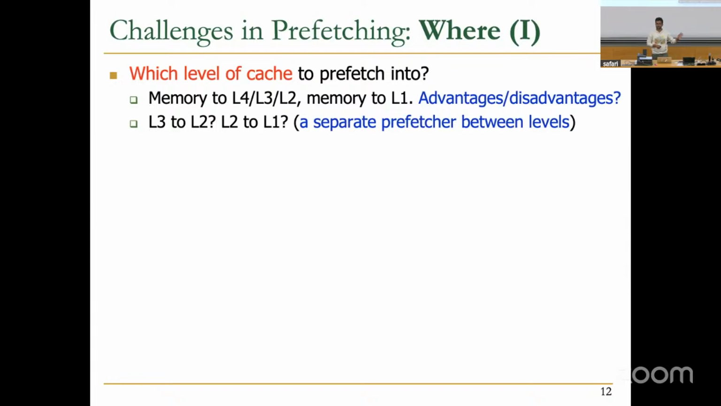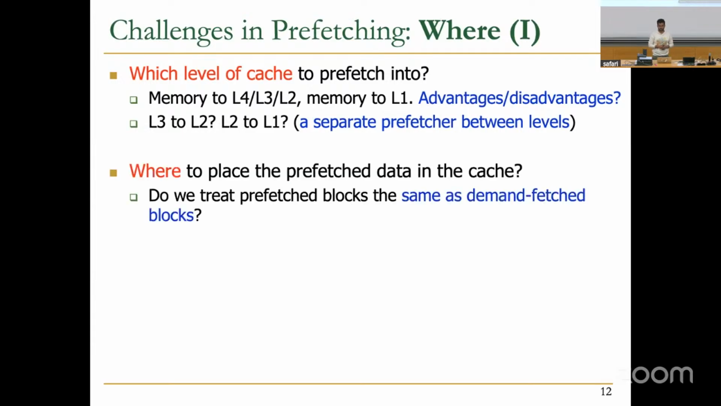So each of these decisions comes with its own trade-offs. Where do you want to place the prefetch data in the cache itself? We covered cache replacement policies in the last lecture, right? So do we want to treat this prefetch block at the same priority as a demand block?